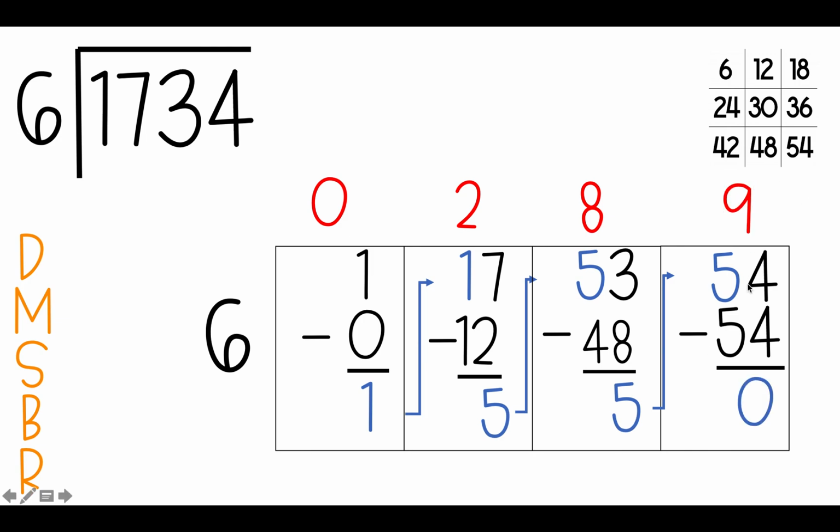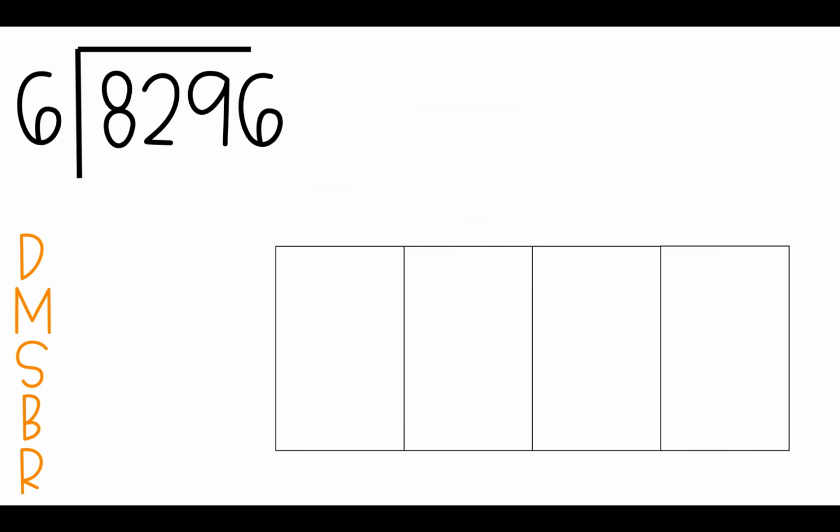Whoops, that was out of order. So the 9 goes there. Multiply 9 times 6 is 54. You subtract. You're left with 0. So your final answer is 289. All right? Last one.